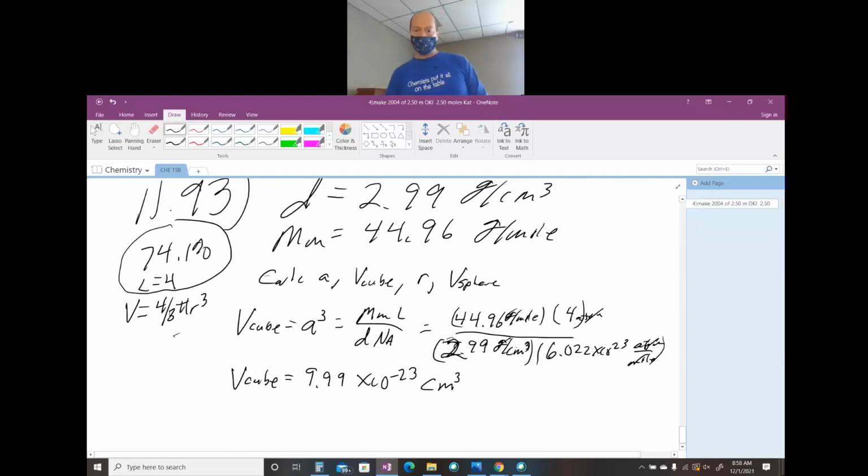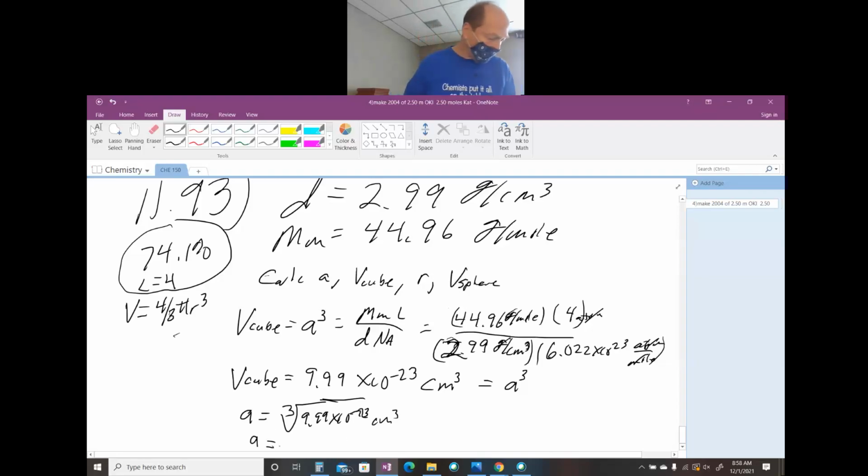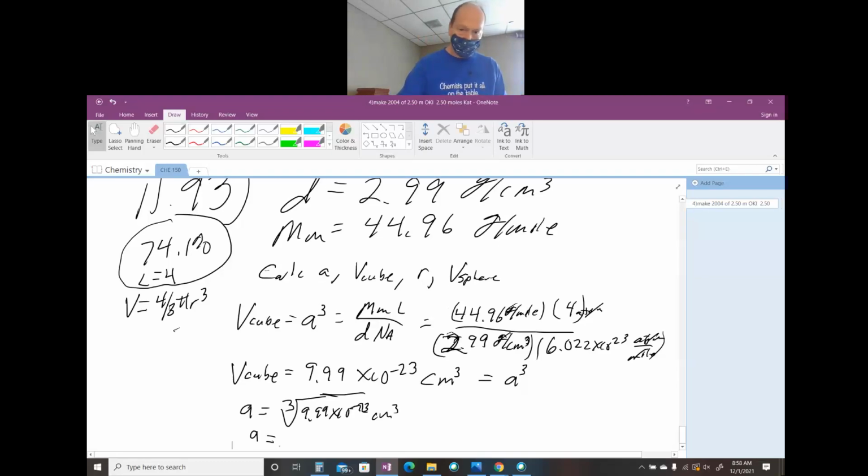All right, and so then we know that that's equal to A cubed. So we take the cube root of both sides. And we get an A value. And so A, when we take the cube root of that, so A is the third root of 9.99 times 10 to the minus 23 centimeters to the third. And so your A value is 4.64 times 10 to the minus 8.